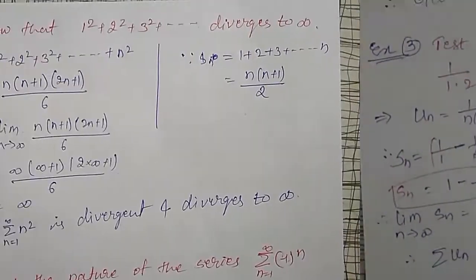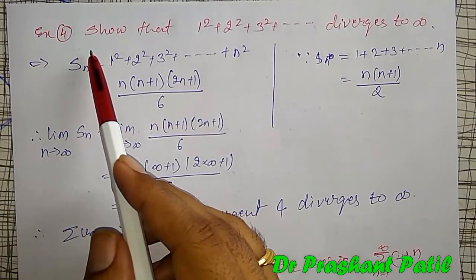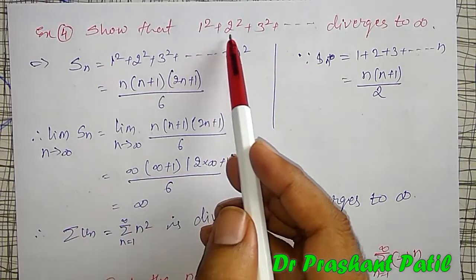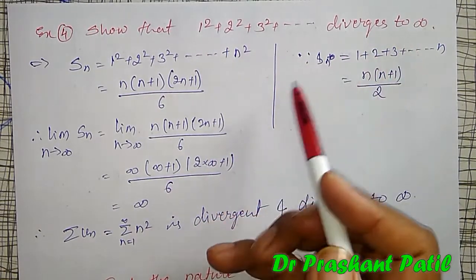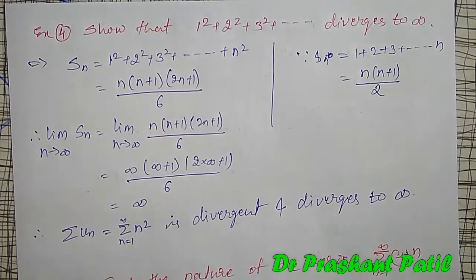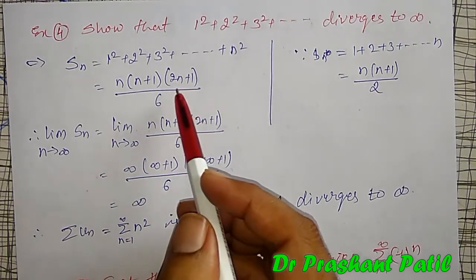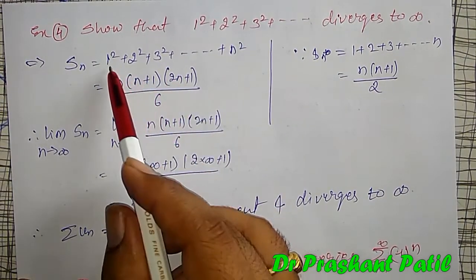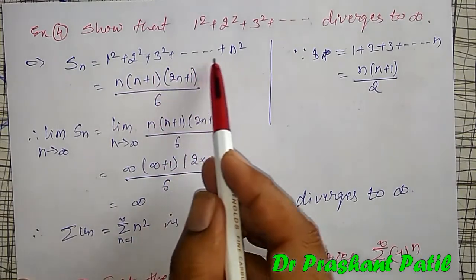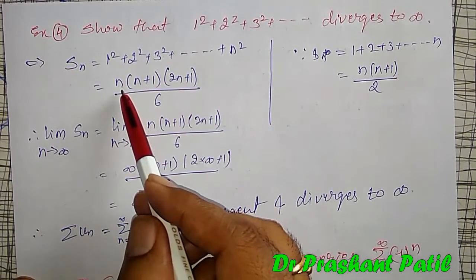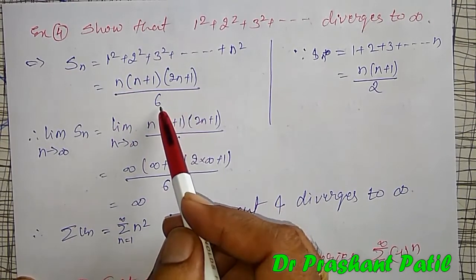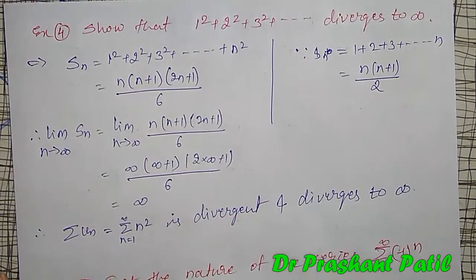Next example is: show that 1 square plus 2 square plus 3 square and so on diverges to infinity. I have to show that. Here Sn is the sum of first n terms. I will not derive all those things. I will just include that 1 square plus 2 square plus 3 square and so on up to n square, the sum of first n terms, is given by n into n plus 1, 2n plus 1 divided by 6. All these derivations were done using the mathematical induction method.